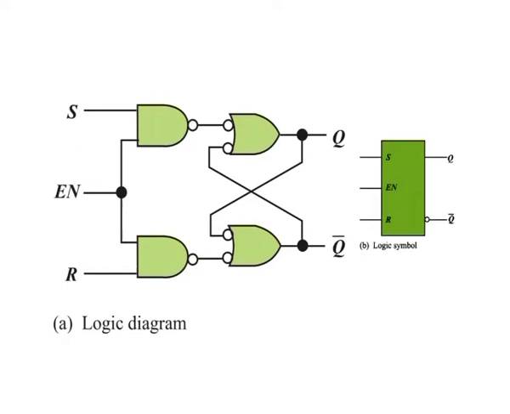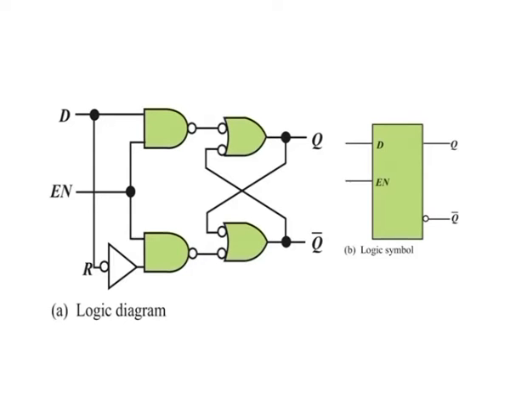The latch will not change until enable is high, but as long as it remains high, the output is controlled by the state of the S and R inputs. In this circuit, the invalid state occurs when both S and R are simultaneously high.